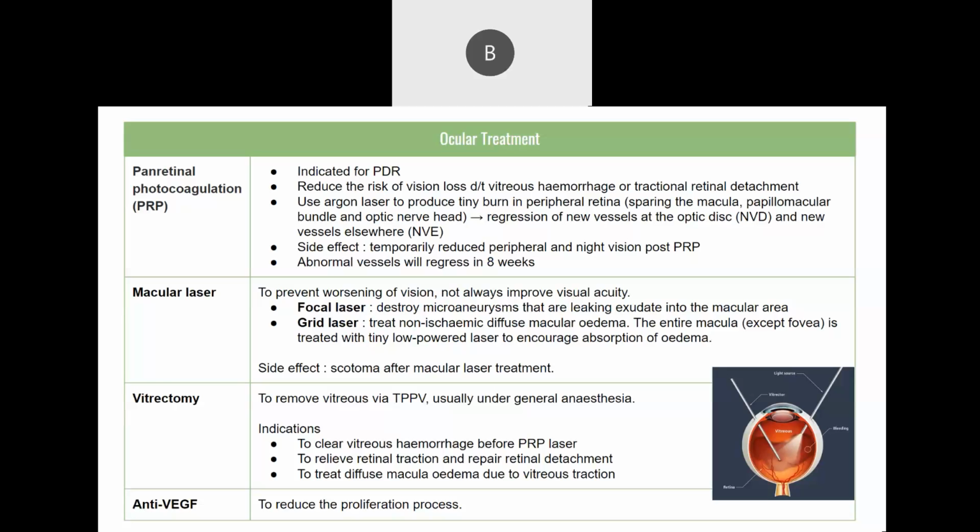And the last one is the anti-VEGF injection, so that it will reduce the proliferation process. Okay, that's all from me.